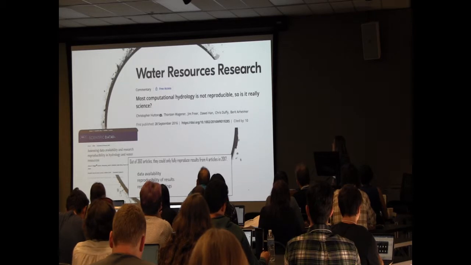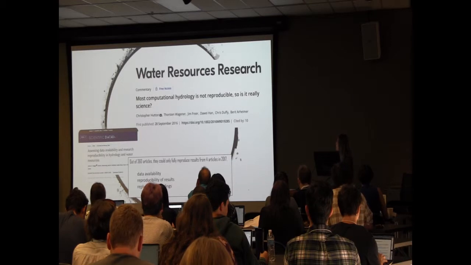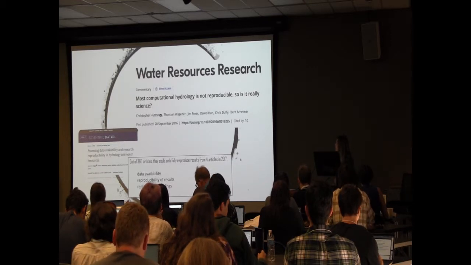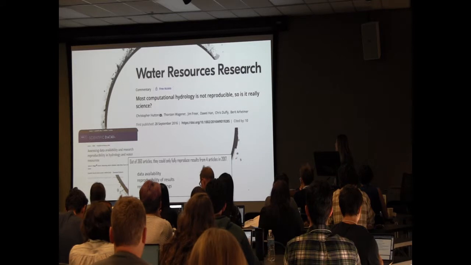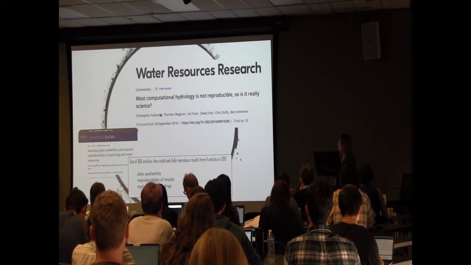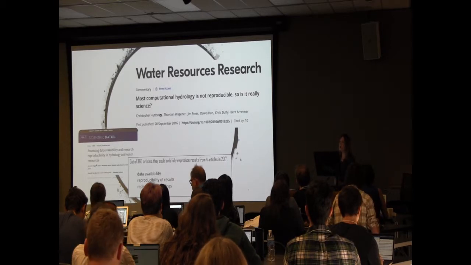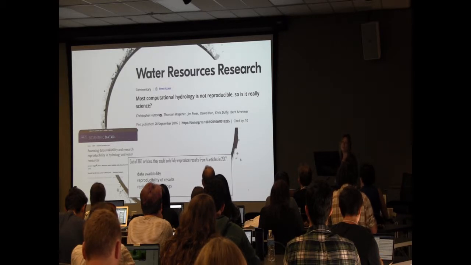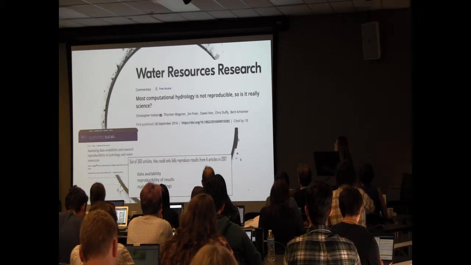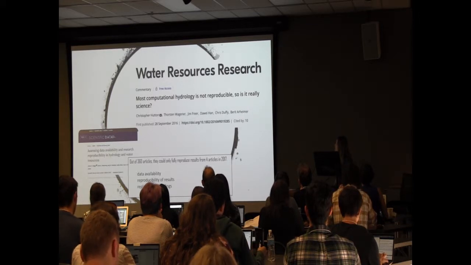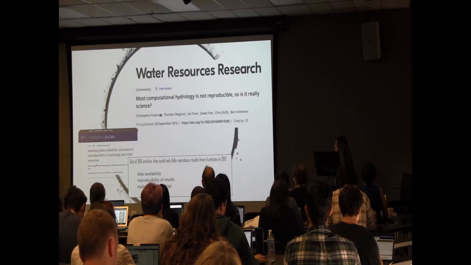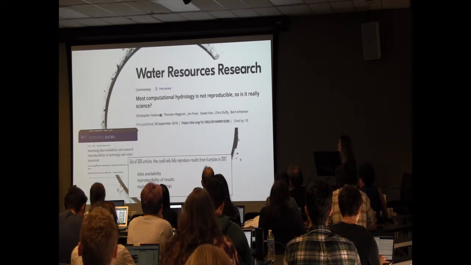This paper from 2016, a Water Resources Research paper, asked this question: most computational hydrology is not reproducible, so is it really science? That's a really hard question because a lot of what we're doing is computer generated. So is this really science if it's not reproducible? And then in 2019, there's another paper that appeared in Nature that was titled Assessing Data Availability and Research Reproducibility in Hydrology and Water Resources.